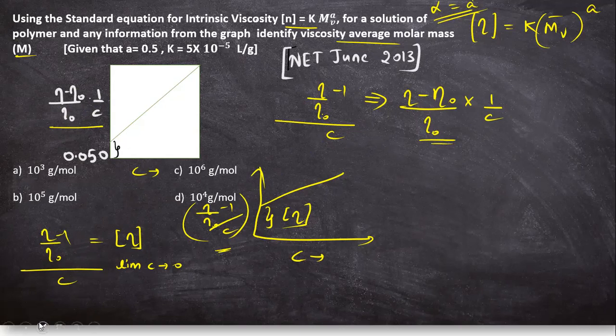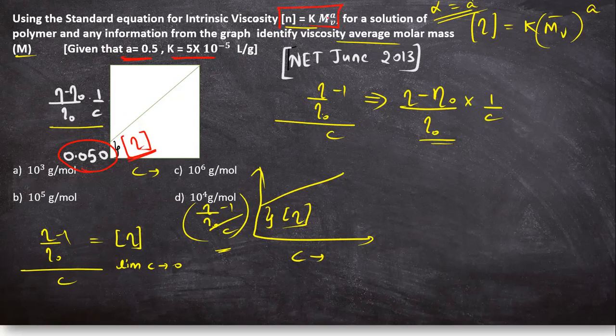And here they have given a value. That value is nothing but the intercept, the intrinsic viscosity. Through this graph, we can understand that the intrinsic viscosity value is 0.050. So now we know the intrinsic viscosity value, we know the a value, and we know the K value. Then by using the Mark-Houwink equation, and they have even given this equation also, we just need to substitute the values and calculate.